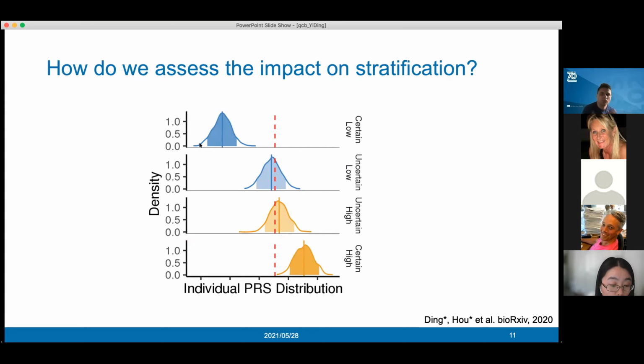Next, we compare the credible interval with this pre-specified threshold. This process is analogous to hypothesis testing in frequentist statistics. If the credible interval does not overlap with the threshold, we say this individual's PRS is significantly different from the threshold, and therefore we conclude it's a certain classification. However, if the credible interval overlaps with the threshold, we say this individual's PRS is not significantly different from the threshold. Therefore, we conclude it's an uncertain low-risk individual. And similarly, we will have an uncertain high-risk classification and a certain high-risk classification.